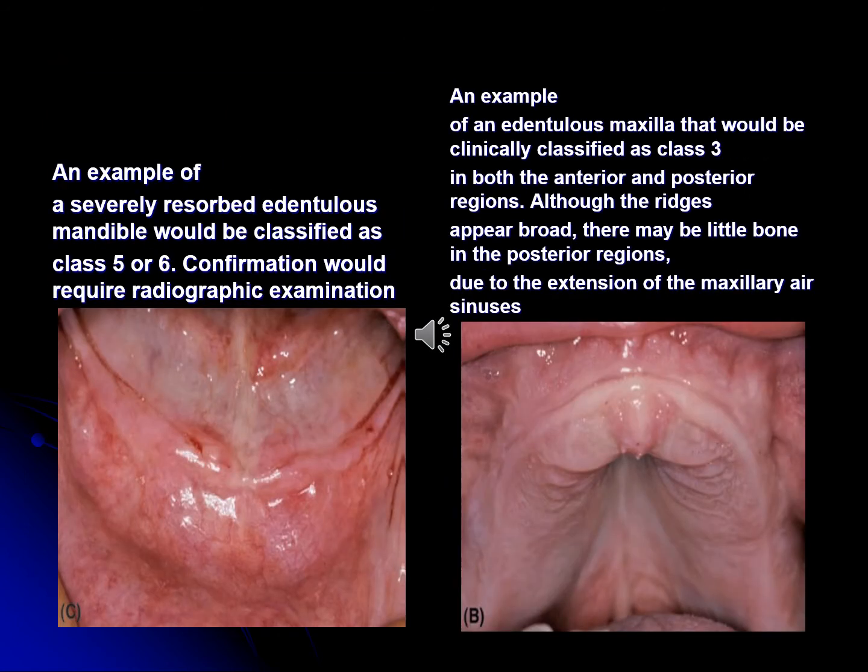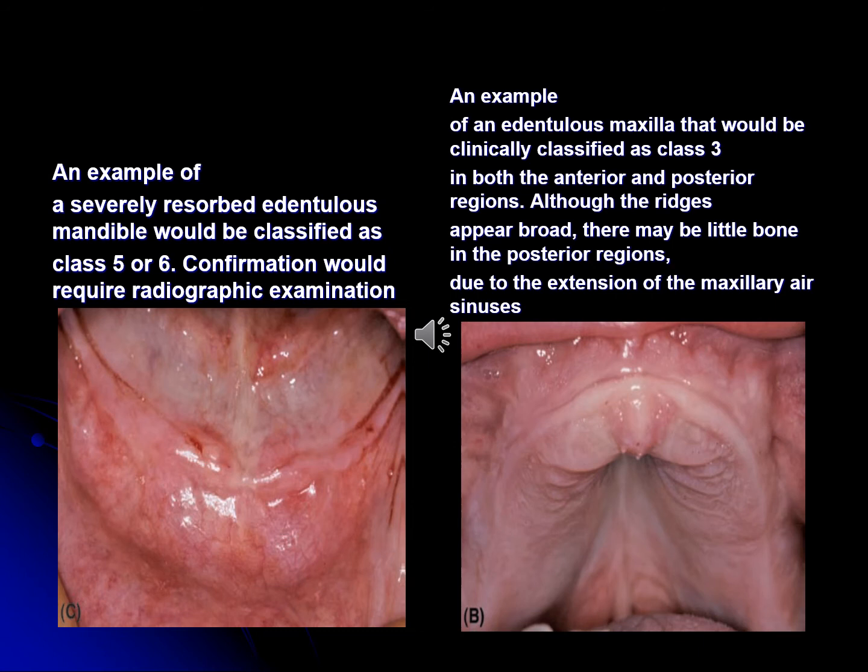The picture on the right shows a wide ridge. If the X-ray shows us good vertical dimension, that means this class will be class 3. That means we have enough vertical dimension and enough horizontal dimension of the bone.